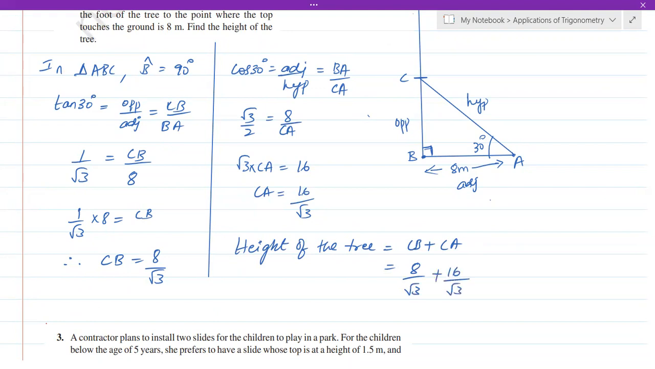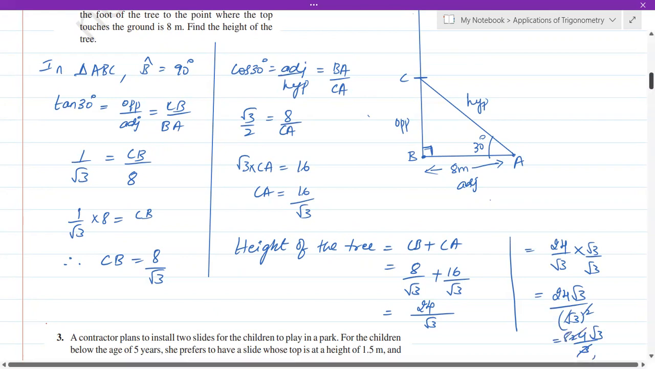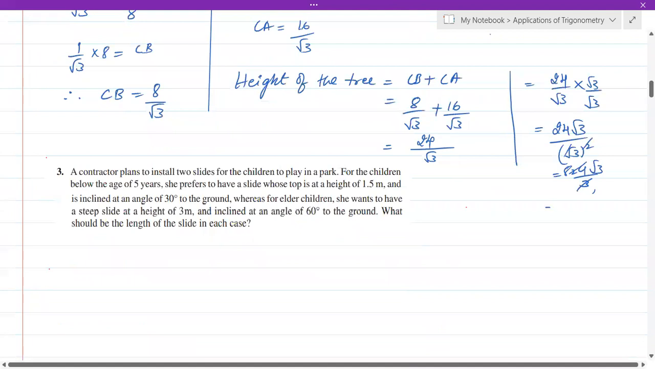Since the denominators are same, we can add it. So root 3 is the LCM. 16 plus 8 is 24. Remember, we are not supposed to have an irrational number in the denominator. So let's rationalize. So 24 by root 3, multiply and divide by root 3. So 24 into root 3 becomes 24 root 3. Root 3 into root 3 is root 3 square. So square and root get cancelled. So we are left with 24 root 3 by 3. 3 eights are 24. Therefore, the final answer, height of the tree will be 8 root 3. That will be the final answer.